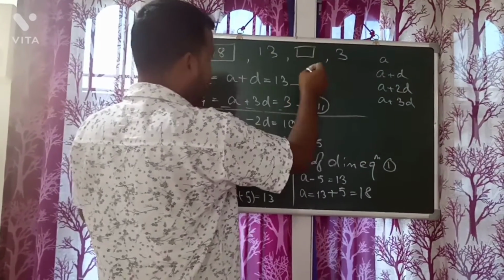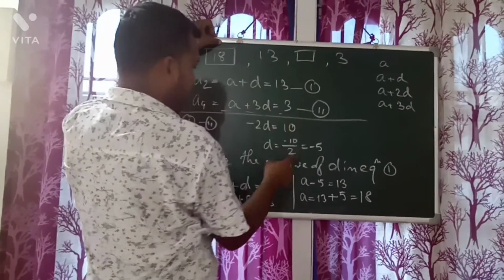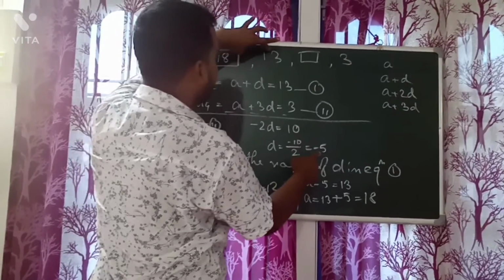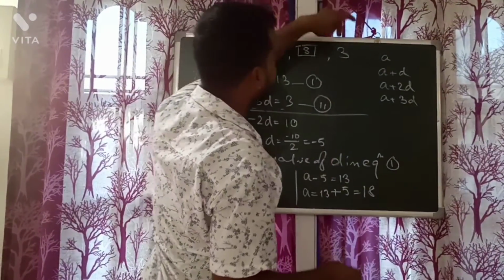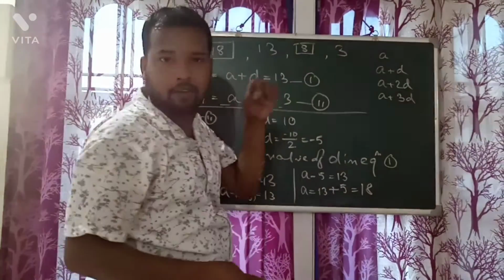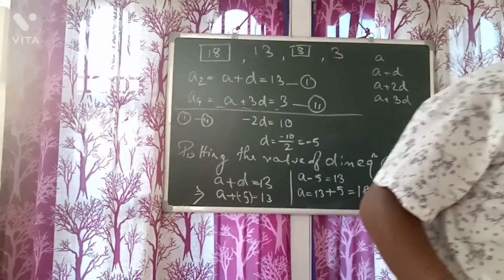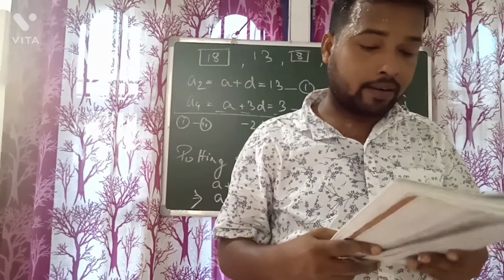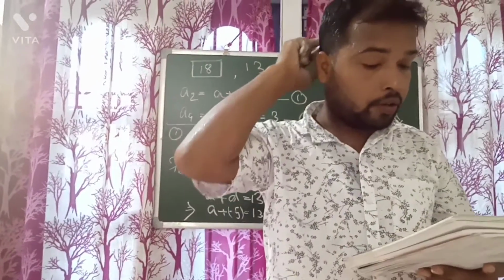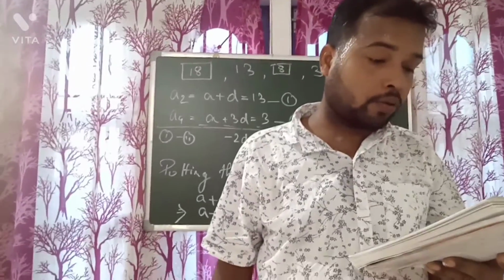Then this term 18, minus D which is minus 5: 18 minus 5 is 13. 13 minus 5 is equal to 8. 8 minus 5 is equal to 3. Okay, our question is over. Now see, the other questions are homework for you. If you do it in the same way, everything will come out.